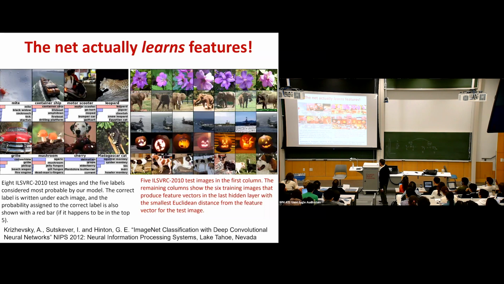But even when it made errors, the errors were reasonable. So this is being labeled as a grill, and it comes in as a second position, but what's in the first position? Convertible. That's a perfectly reasonable prediction. The label is mushroom. That's in the second position.